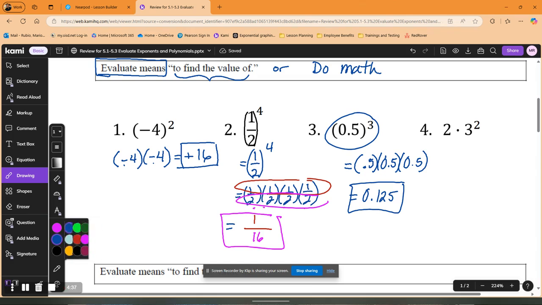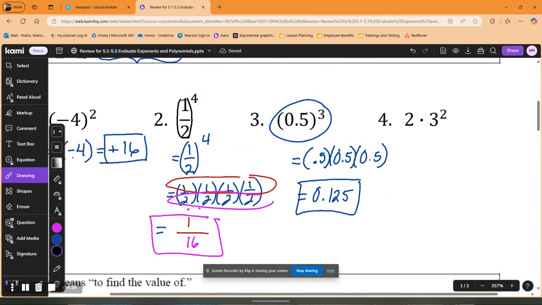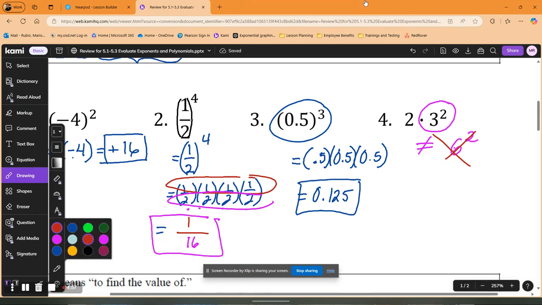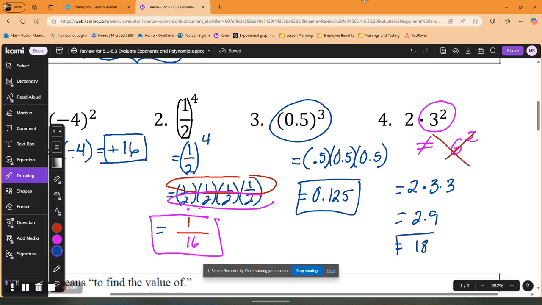Okay. Now this one, number 4, pay attention. It's 2 times 3 to the power of 2. We always have to do the exponents first. We cannot do 2 times 3, which is 6, and then raise to the power of 2. It is not that. We cannot do that. It's not allowed. We have to do the 3 to the power of 2 first. So we have 2 times 3 times 3, which is 2 times 9, which is 18.